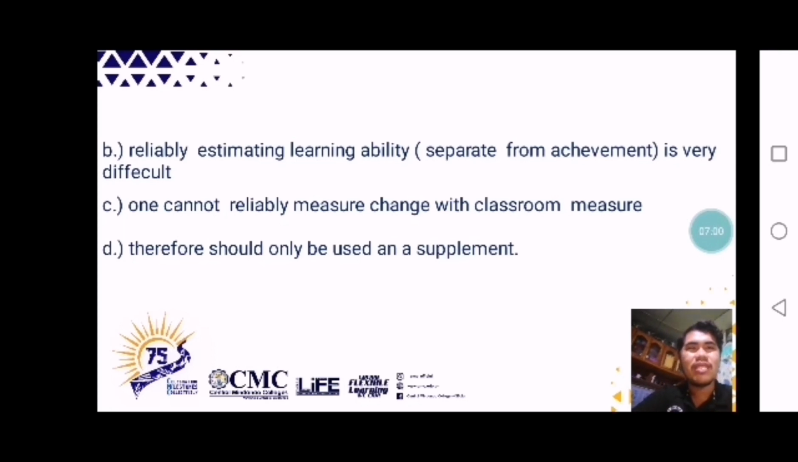reliability, estimating learning abilities independent from achievement is very difficult. Letter C, one cannot reliably measure change with classroom measures. And letter D, therefore, it should only be used as a supplement.